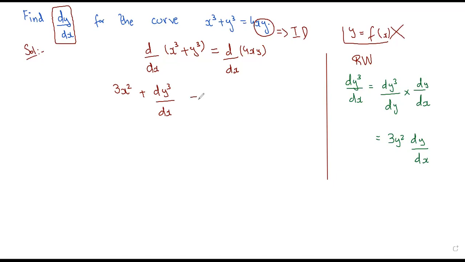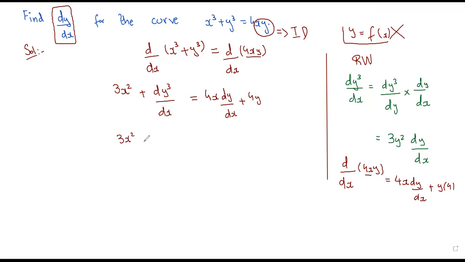This is equal to, now we have a product here, so we'll be using the product rule. We have d by dx of 4xy. So let's say that 4x is the first function. 4x would come as it is, and derivative of the second one would be dy by dx. Plus second would come as it is, derivative of the first one, 4x, would be 4, right? Do you understand this? Yes, I do. Okay.